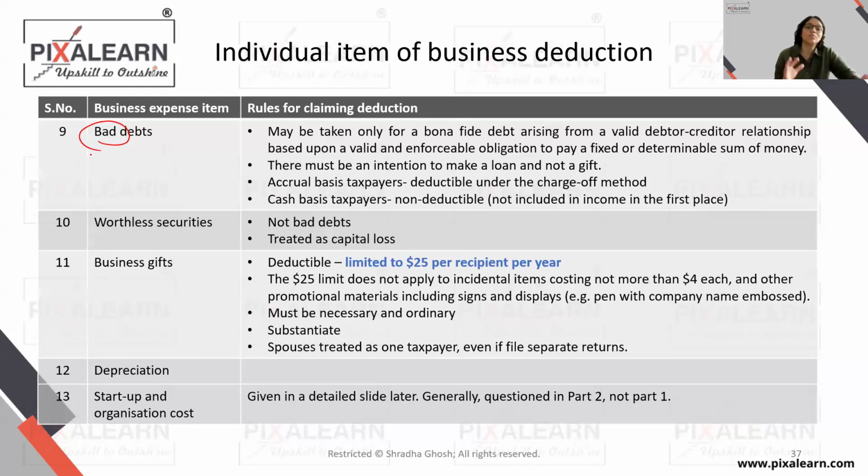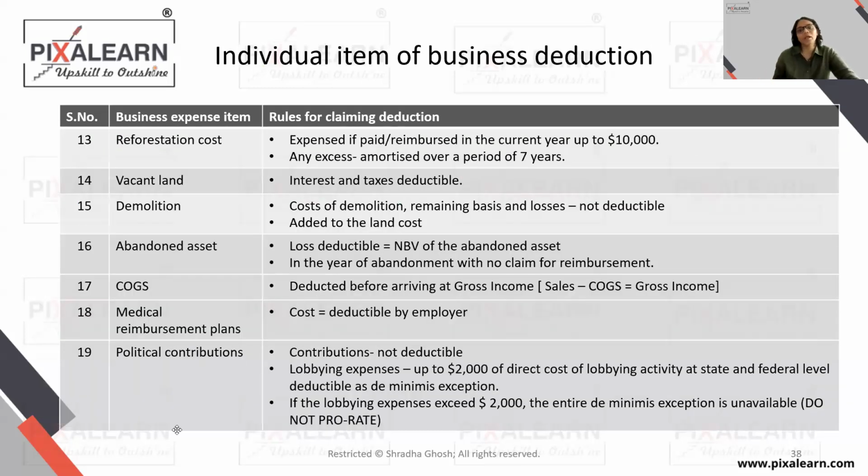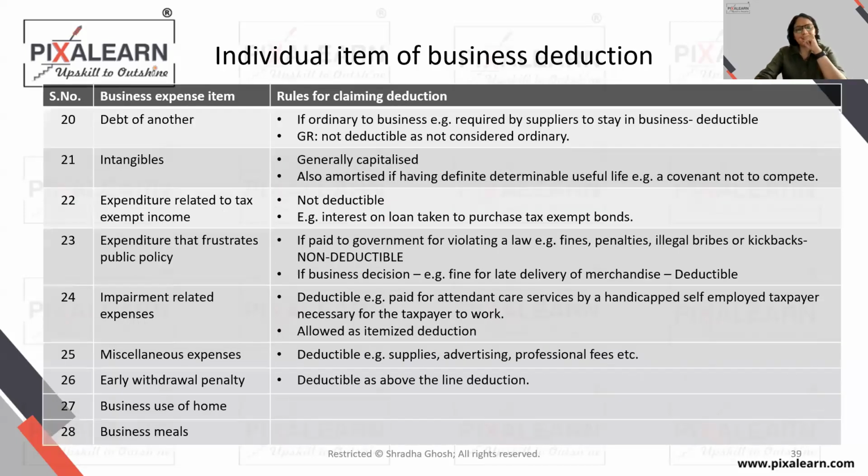Qualified bad debts, which are related to business bad debts. Then we have business gifts, up to $25 per recipient per year. And again, this you will have to tie up later when you do C corporate taxation. You will see the same thing will be allowed as a deduction there. Startup costs, generally, is an area which is tested more in Part 2. But ideally, if I'm paying a bulk sum amount for starting my business, then I can get that deduction over the next 180 months, starting from the month in which the business is formed. Okay. So all of these, you'll have to do in much greater detail when you're doing business deduction.